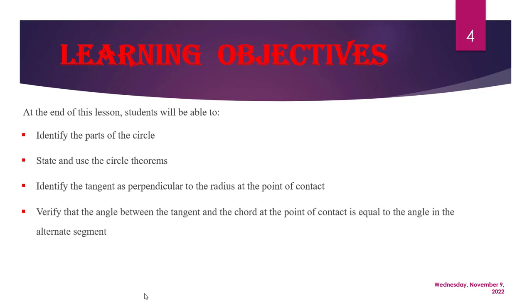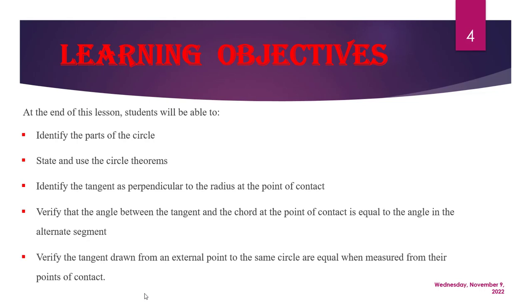4. Students will be able to verify the angle between the tangent and the chord at the point of contact, which is equal to the angle in the alternate segment. And 5. Students will be able to verify the tangents drawn from an external point to the same circle are equal when measured from their point of contact.